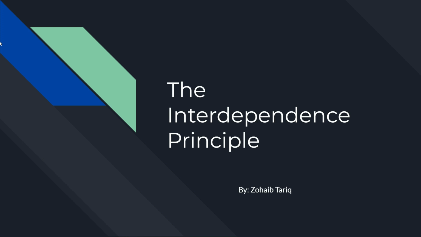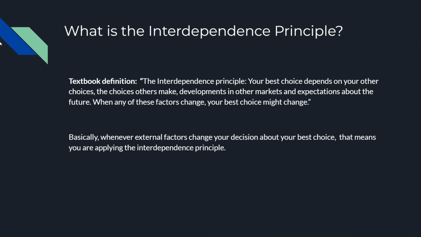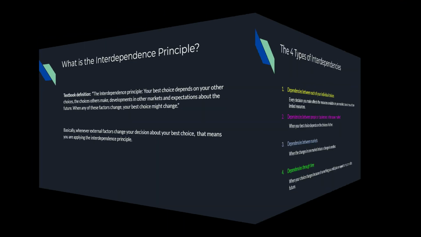The interdependence principle. So, what is the interdependence principle? By the textbook definition, the interdependence principle is your best choice depends on your other choices, the choices others make, developments in other markets, and expectations about the future. When any of these factors change, your best choice might change. So basically, whenever external factors change your decision about your best choice, that means you are applying the interdependence principle.